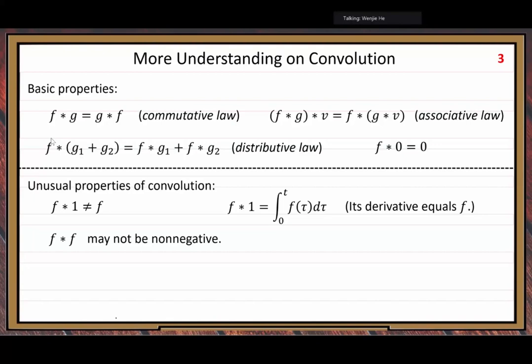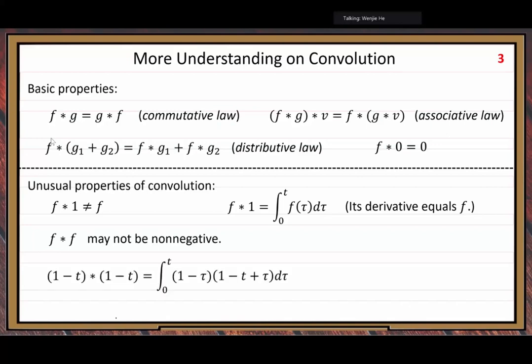So definitely this function in general cannot be f, right? Then another one, unusual: convolution with itself may not be non-negative. Because if we look at the product of a function with itself, f squared, it's non-negative, right? But the convolution is different from the product. If we do convolution with itself, it may not be non-negative.